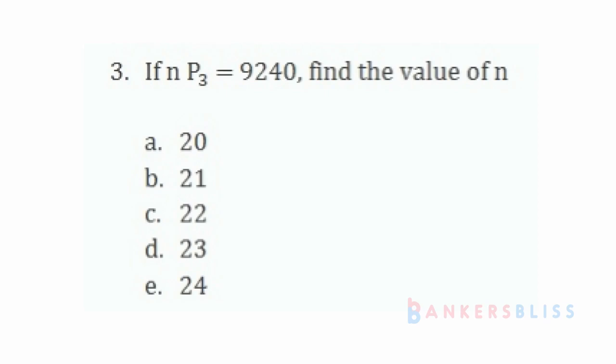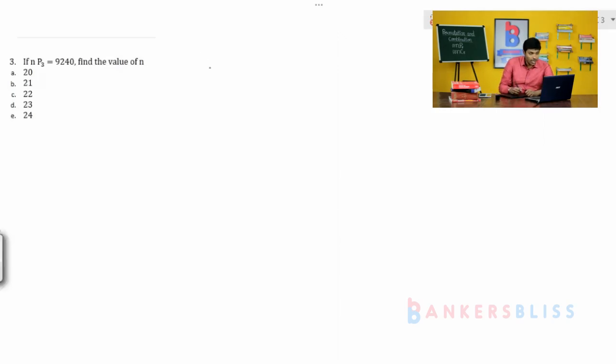Problem number 3. If nP3 is equal to 9240, find the value of n. Okay, they have given the value of nP3. nP3 means n factorial by n minus 3 factorial is equal to 9240. Now you have to calculate the value of n. So what can we do further? We can write n factorial as n into n minus 1 into n minus 2 into n minus 3 and so on till 1.